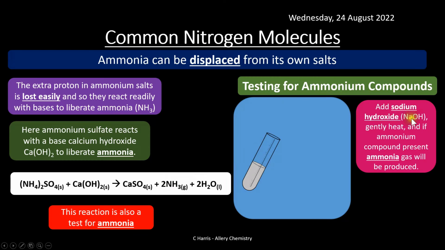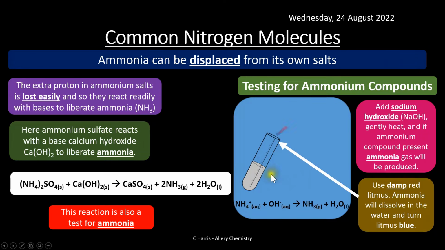So here we'll just use a different chemical this time. Instead of calcium hydroxide, we can use sodium hydroxide, gently heat it, and if an ammonium compound is present, we will get ammonia gas. We test for ammonia gas by using damp red litmus paper, and ammonia will dissolve in the water and turn the litmus paper blue if we've got ammonia coming out of the test tube. And we see there's the ionic reaction there. So this is a good way of testing for ammonia. We basically use an ammonium salt, and adding the base will liberate the ammonia. So nice and straightforward. You might have done that in the lab as well.